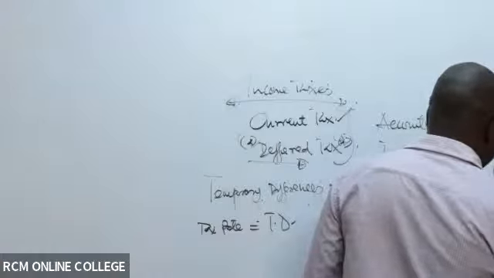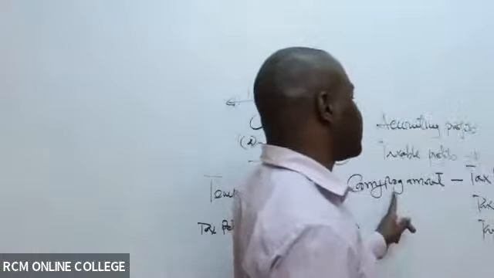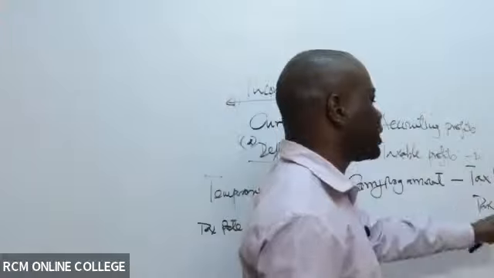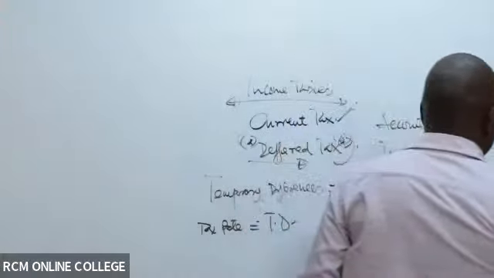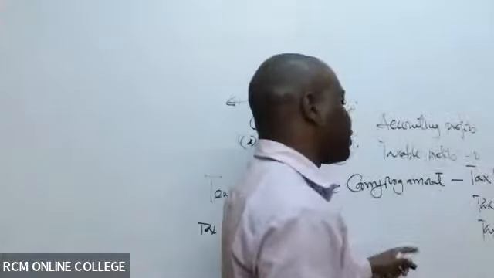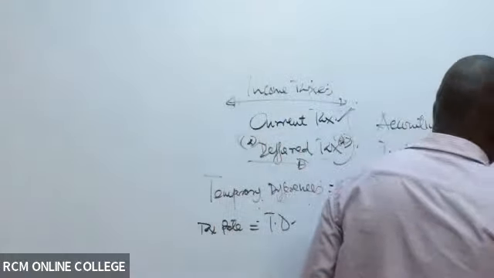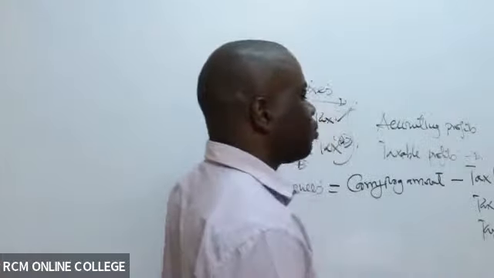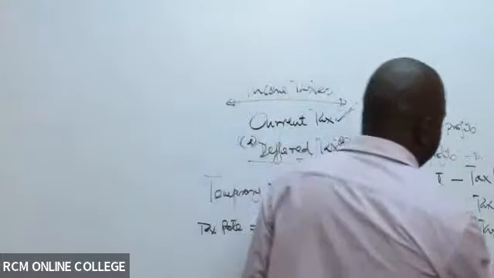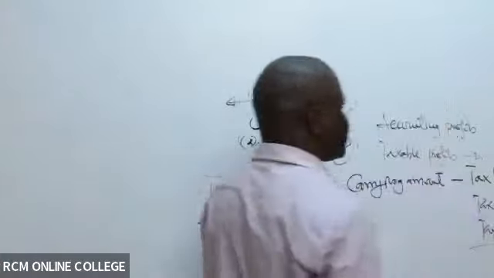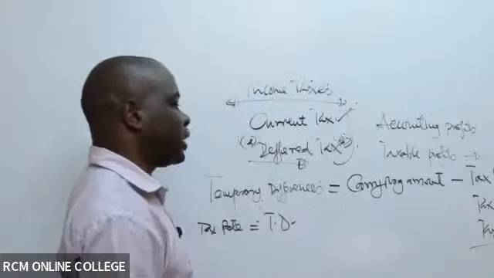When you get the difference between the two and you get a positive, that will be a tax liability. When you get a negative, or it is a deductible difference, then it will lead to a tax asset. So that is basically what we learned in our previous class.